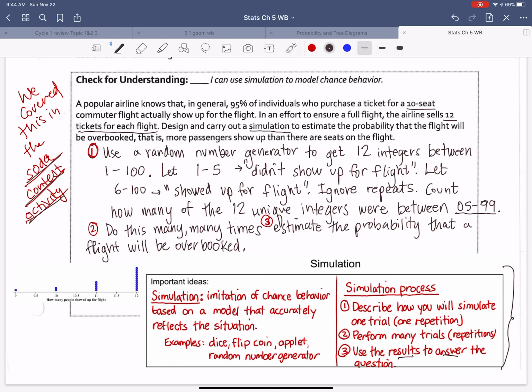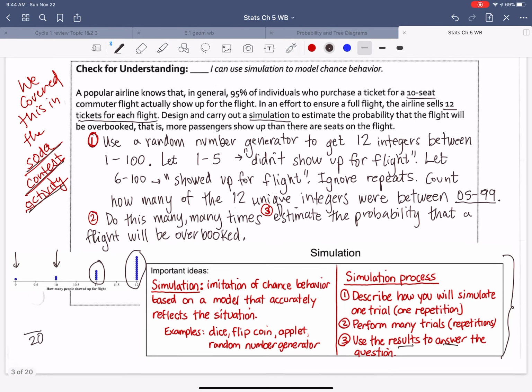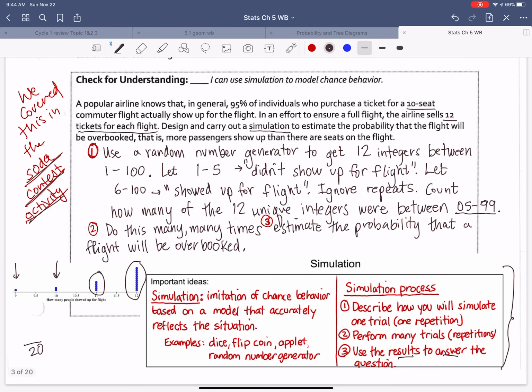So out of these 20, what was my proportion? Out of 20, how many times did they overbook? Well, this was an overbook and this was an overbook. It looks like these were the only times I didn't overbook. So that gives me 3, so 17, I overbooked. Proportion overbooked. So it looks like overbooking is pretty likely here.